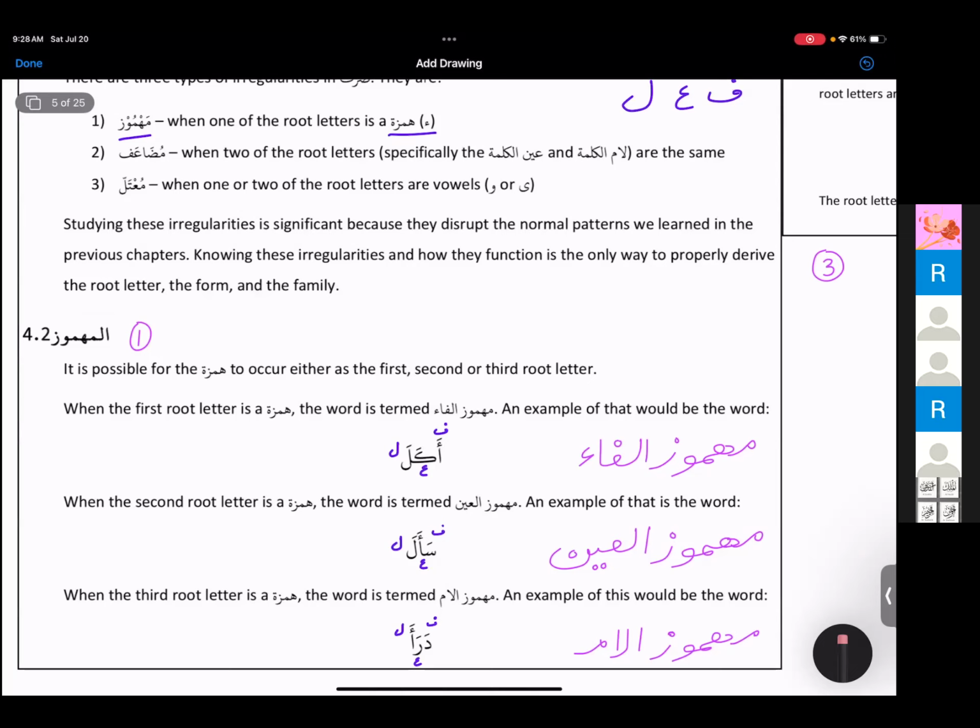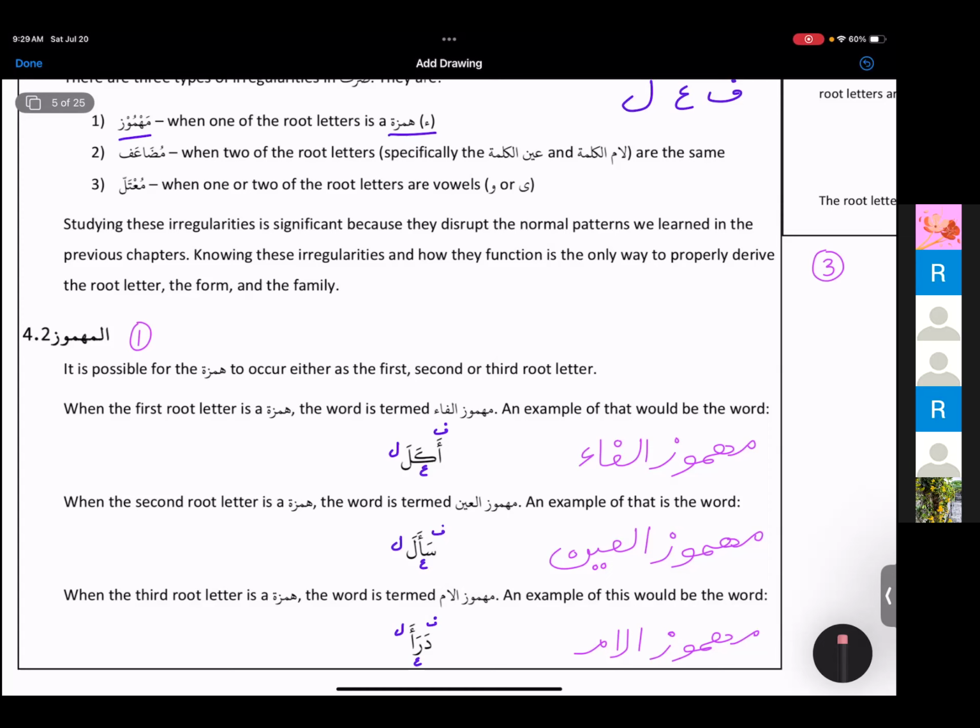So this is our past tense. Akala, he ate. What do we notice? What are the three root letters? Hamza, Kaf, and Lam. Whenever we see Hamza, we say that this fi'l is Mahmuz. And this Hamza can be in any of the three root letters, so we further specify where the Hamza is. Is it Fa kalima, or Ain kalima, or Lam kalima? If it is Fa kalima, we call it Mahmuzul Fa.